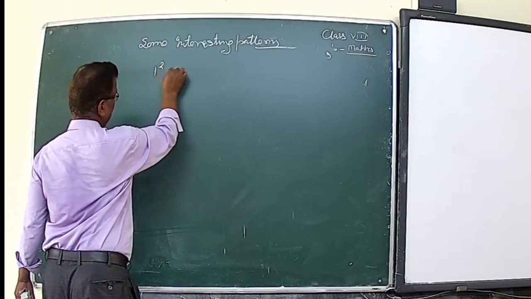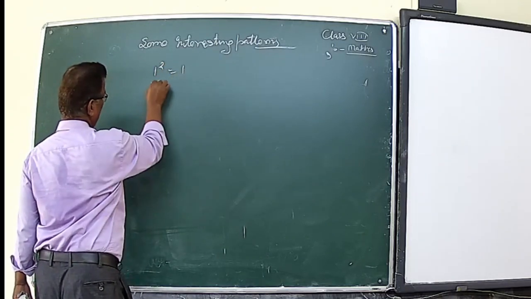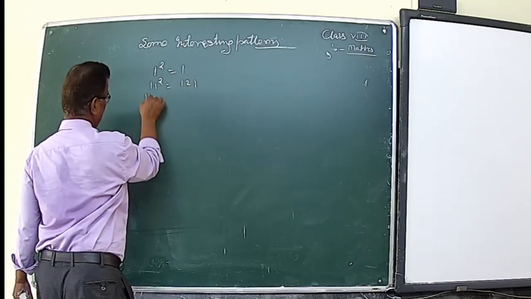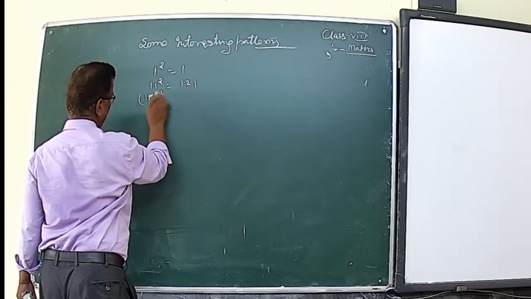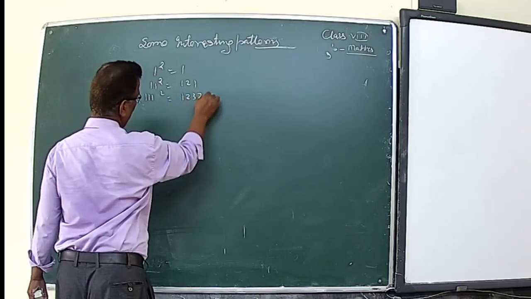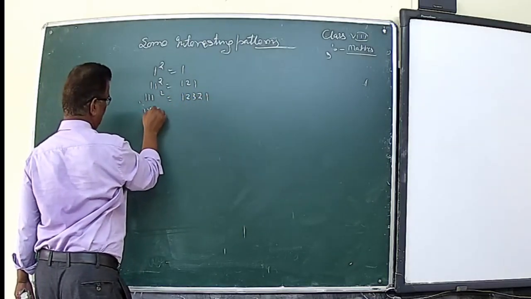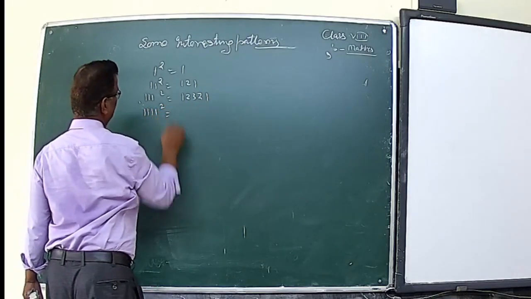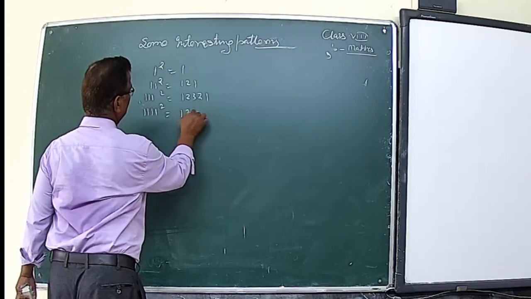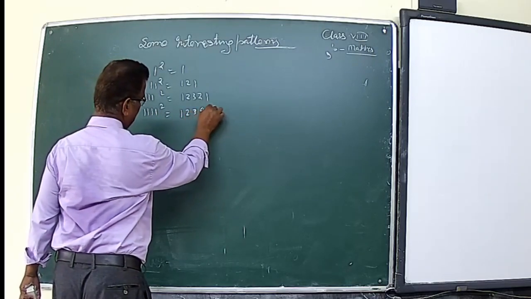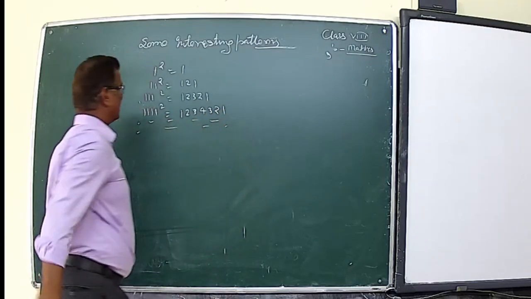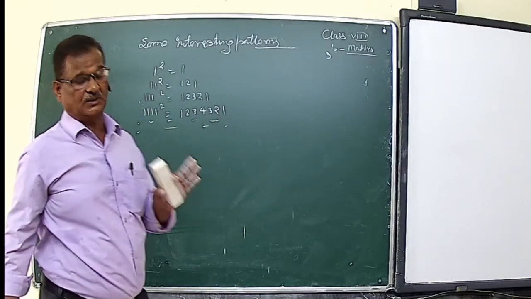1 square is 1. 11 square is 1, 2, 1. If 111 square is given, that is 1, 2, 3, 2, 1. If 1111 square is given, then 1, 2, 3, 4, 3, 2, 1. This way you can find the square of a number which is formed by only 1s.